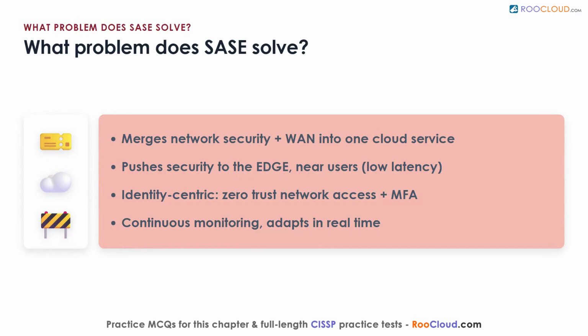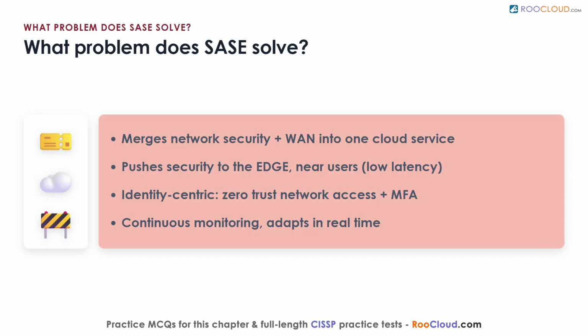It answers the reality of a cloud-based, work-from-anywhere world. Secure Access Service Edge, often shortened to SASE, merges network security functions with wide-area networking into one cloud-delivered service. Instead of hauling all traffic back to a central office, it pushes security and networking out to the edge, close to users, which cuts latency.